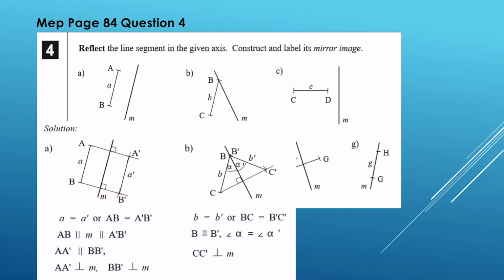Sorry about that. And AA prime is perpendicular to line M, and BB prime is perpendicular to line M.